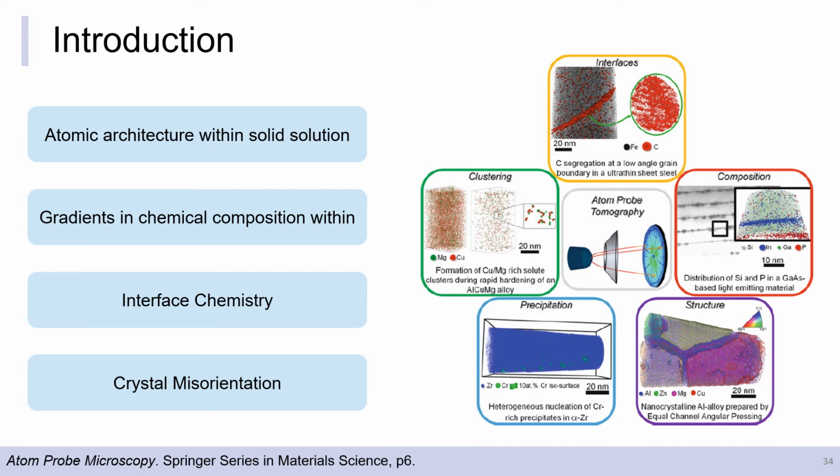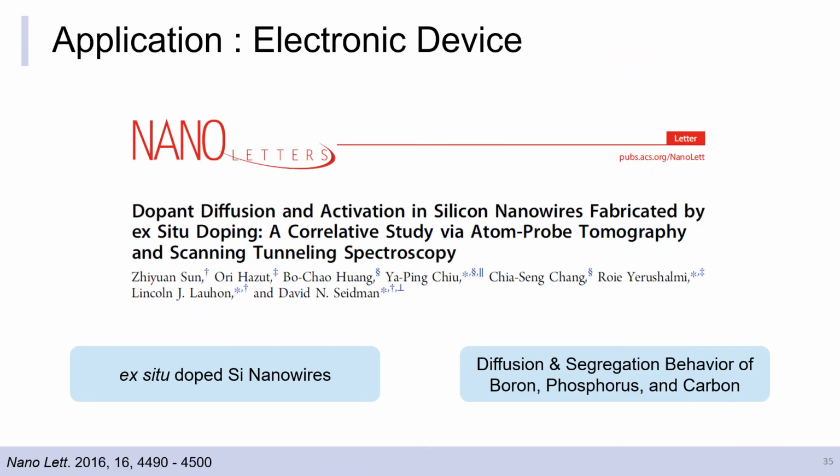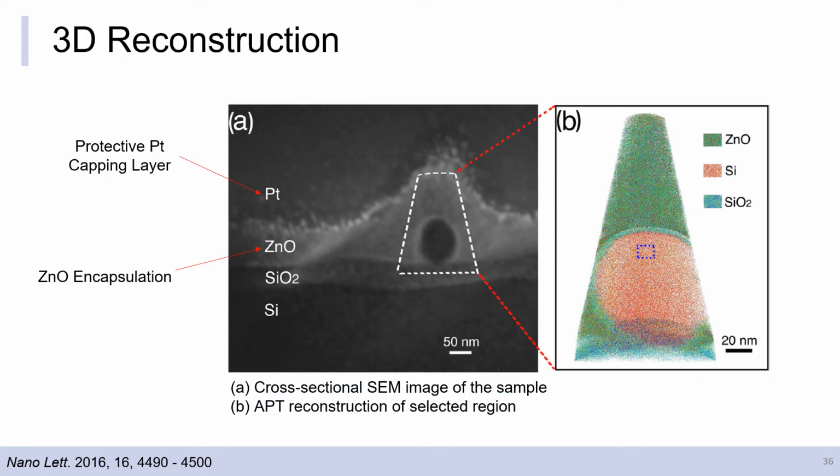This time, we'll introduce one of the examples in the field of electronic devices, where APT is most commonly used. In this paper, which was published in 2016, the authors analyzed silicon nanowires to figure out the diffusion and segregation behavior of several dopants. Let's look into some data obtained from APT. This is the figure set from the paper.